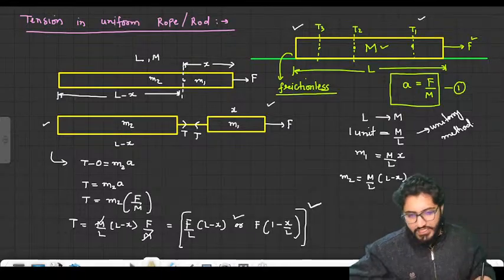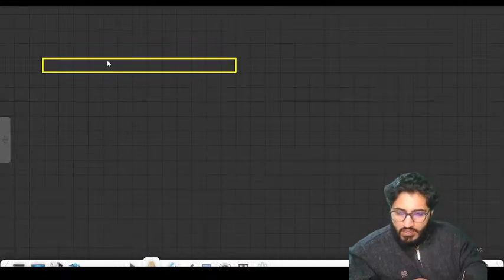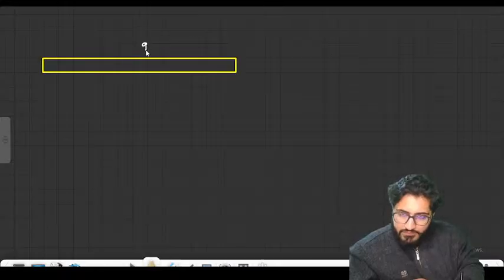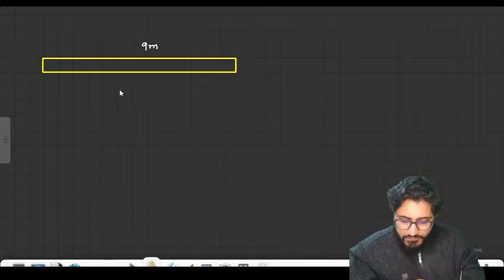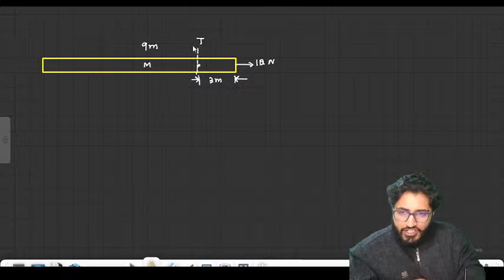Okay, if this one is easy, I will give you a numerical. We have a rope. Its length is 9 meters and its mass is M. You are pulling it with a force of 18 Newton. Here, this particular point is 3 meters away. Find the tension T.